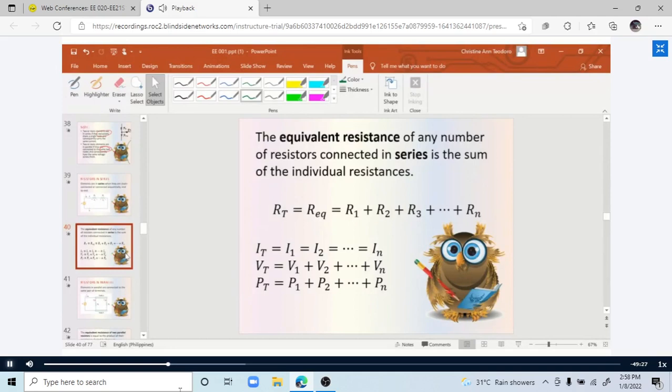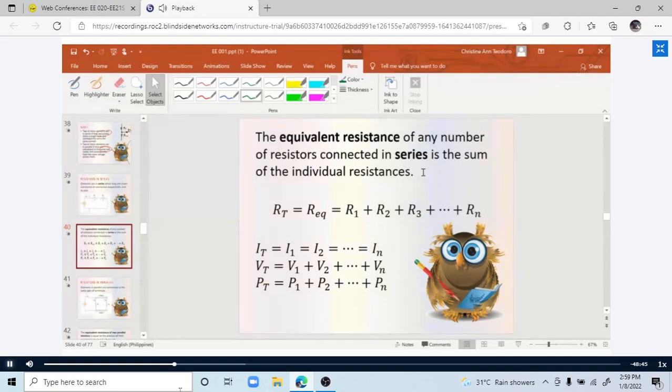In other books, equivalent resistance is also called the total resistance. When you are asked what is the equivalent resistance or what is the total resistance of a certain circuit, it means they are asking about the equivalent resistance of the whole setup. When it comes to any number of resistors connected in series, whether 2, 3, 4, 5, 1,000, or 1,000,000, only in series, it is the sum of the individual resistances.